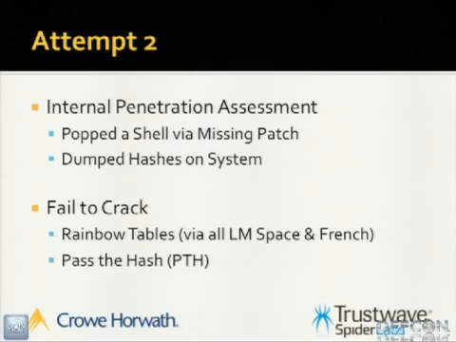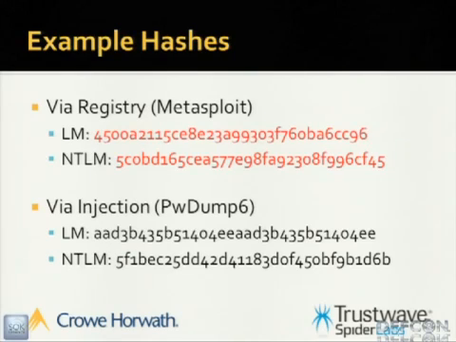So I figure I'm going to fight the good fight with AV, kill AV, and I'm going to use my old standby, pwdump 6, and inject into memory and see what happens. Turns out I get completely different hashes. So as you can see with the registry reading method with Metasploit, I get an LM hash. With injection, pwdump 6, that LM hash that's AAD3B4, whatever, that is just a blank hash. That's just representing blank, where it means no hash is there.